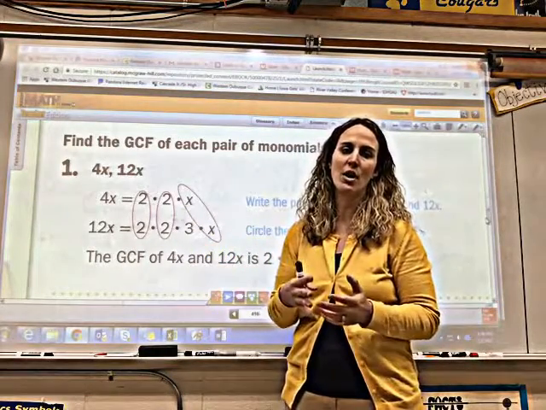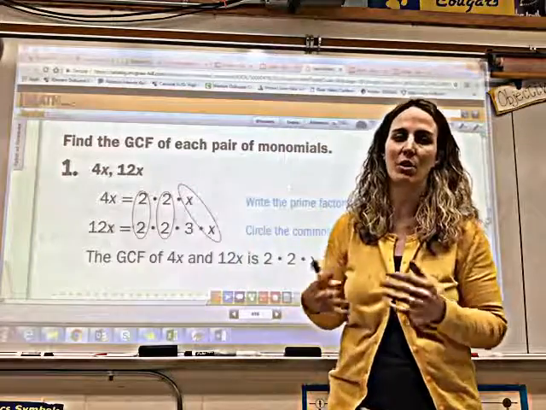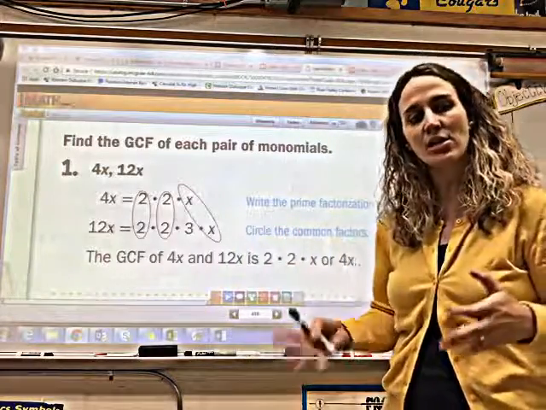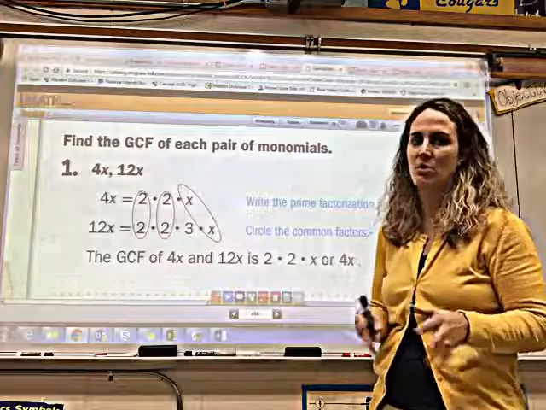When you're working with larger numbers, you may have to write out what your factors are to figure out what your greatest common factor is going to be. And that's okay. If you need to write them out, that's okay. There's nothing wrong with that.